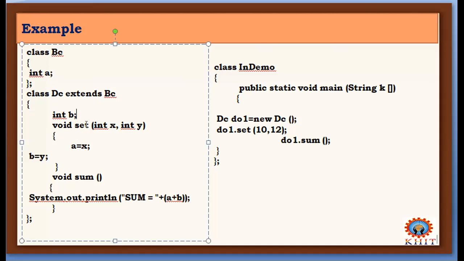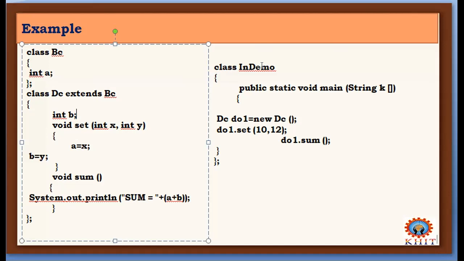Okay, void set, a function of class with int x, int y, two parameters passed. Then x value is assigned to a, y value is assigned to b. Then I am summing up these two values, void sum, a plus b. Then it will give the summation of two numbers.